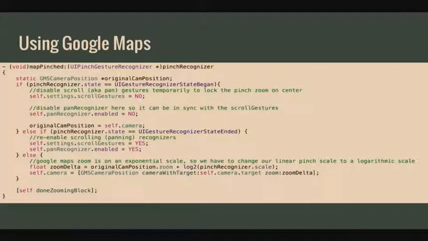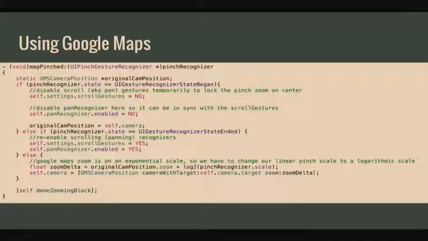So, using Google Maps, you set up the gesture recognizers exactly like you would with Apple Maps, and then the targets are a little bit different. The biggest difference is that Google uses a different scale for their zooming. They have a logarithmic scale, so you have to do a little bit different math. As you can see down here, we got some logs. Other than that, it's pretty much the same.